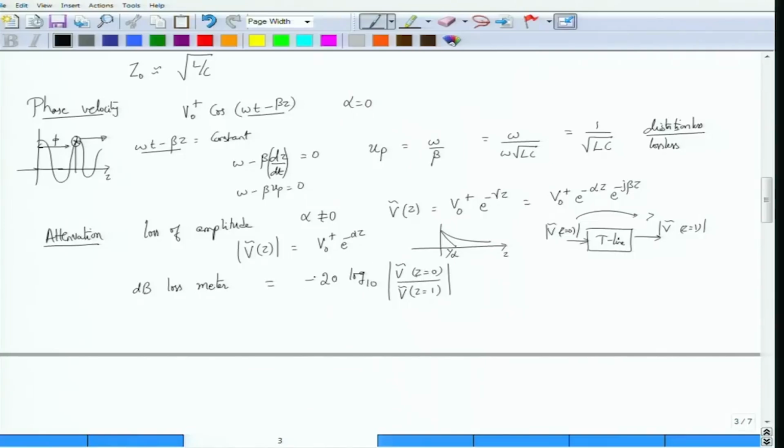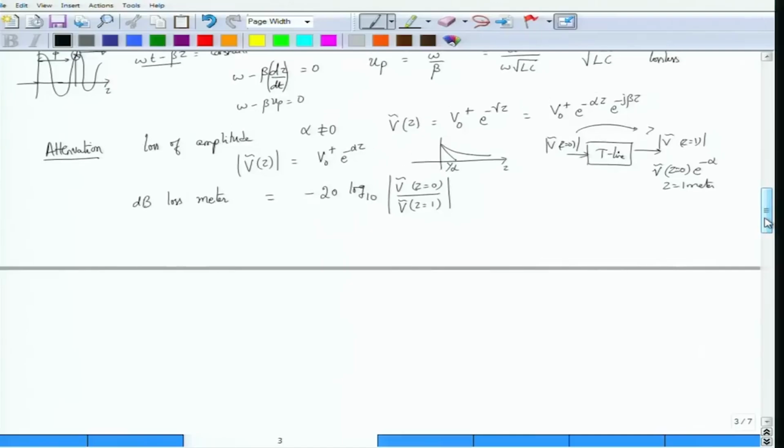Why should it be greater? Because the magnitude of V of z equal to 1 will actually be equal to V of z equal to 0 times e power minus alpha, because you have propagated z equal to 1 meter. Therefore, the voltage at a later point in the transmission line is less than the input voltage, and that ratio is characterized by dB loss per meter. Now you substitute for V of z equal to 1 and evaluate this expression.